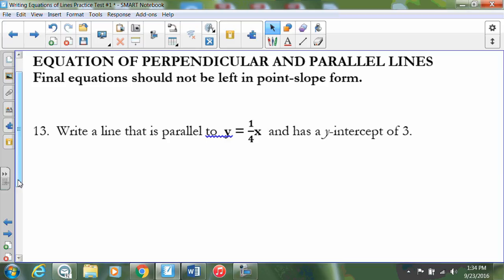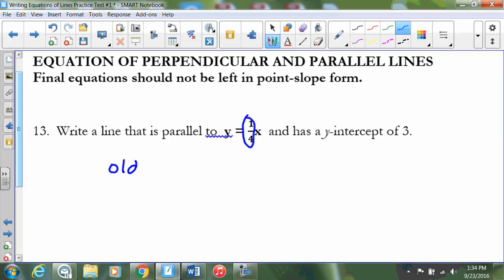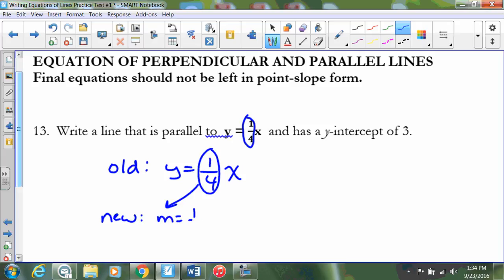So it says write a line that's parallel to y equals 1/4 x and has a y-intercept of 3. So we know what we do. We find the slope. We always wrote down our old line, and we steal the slope from the old line, and we use it for our new line. So our new line slope is going to be 1/4. And then what do we do when we're done?